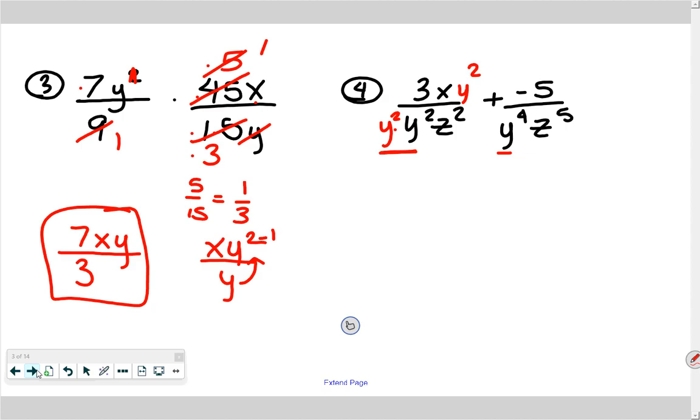Now my y's match up, but now I'm looking at my z's. I have a z to the 5th and a z to the 2nd. This one's missing 3 z's.